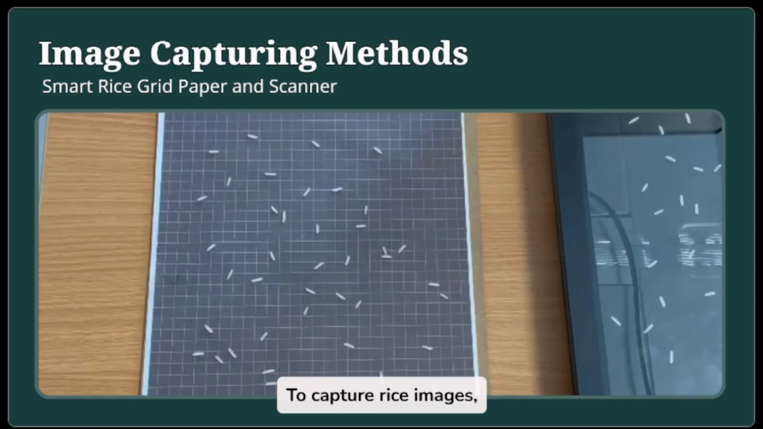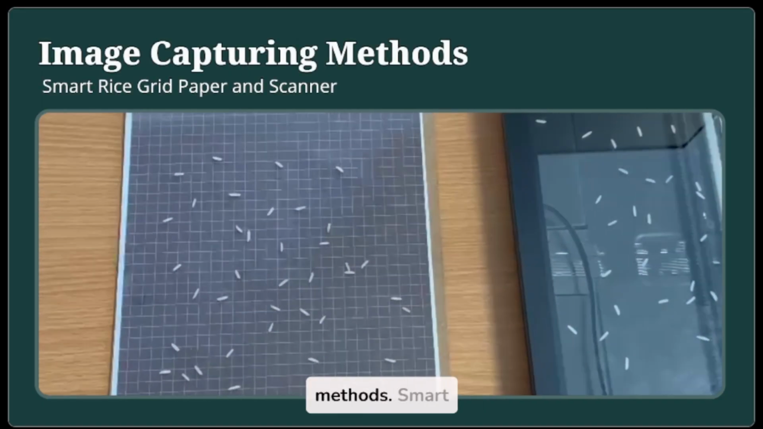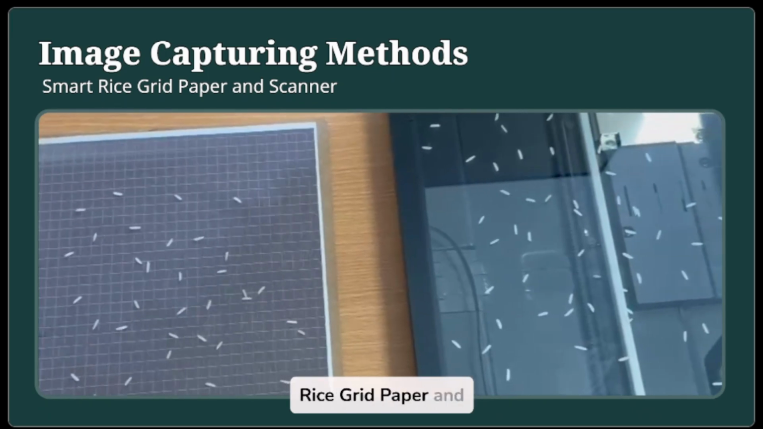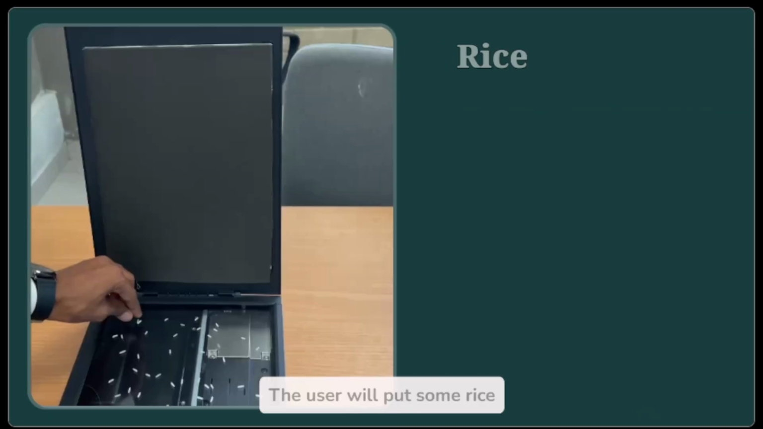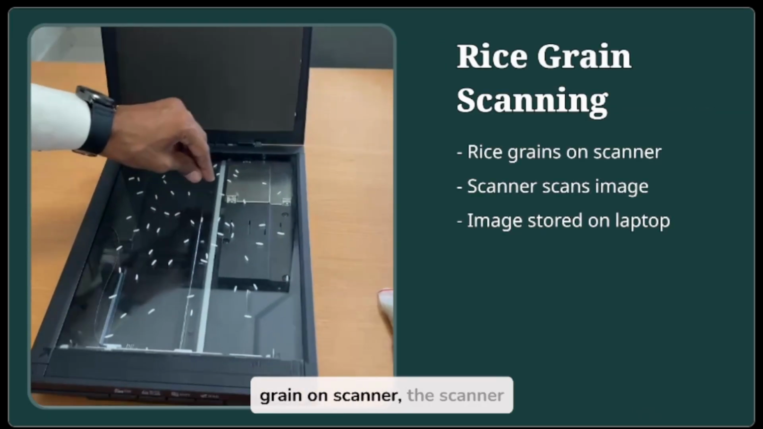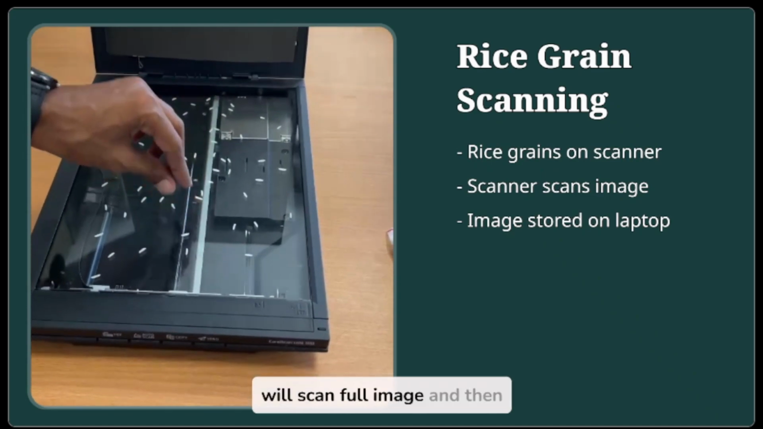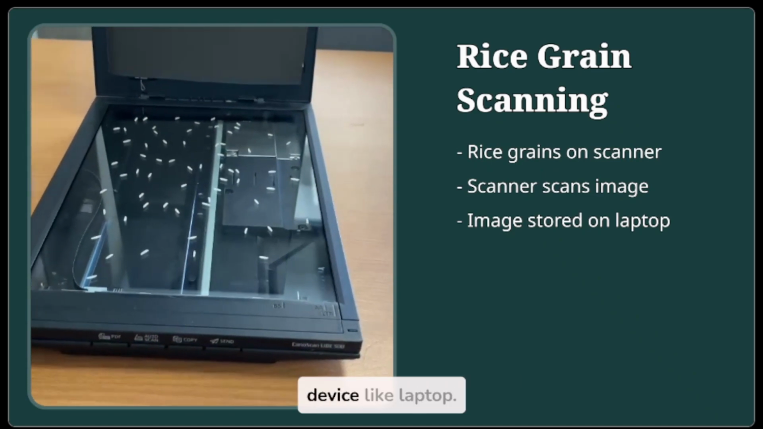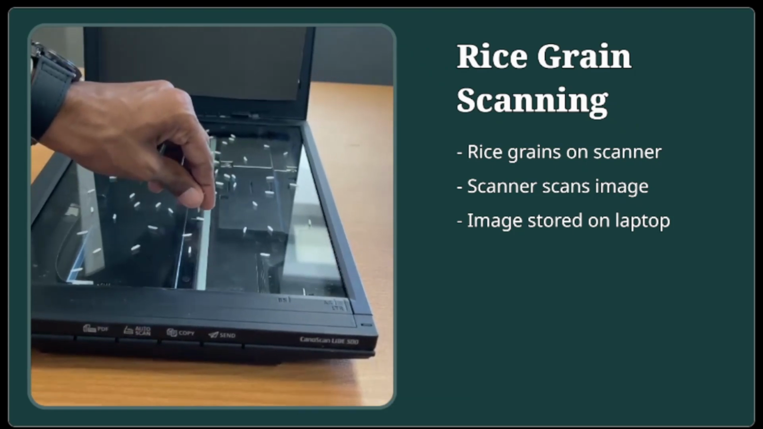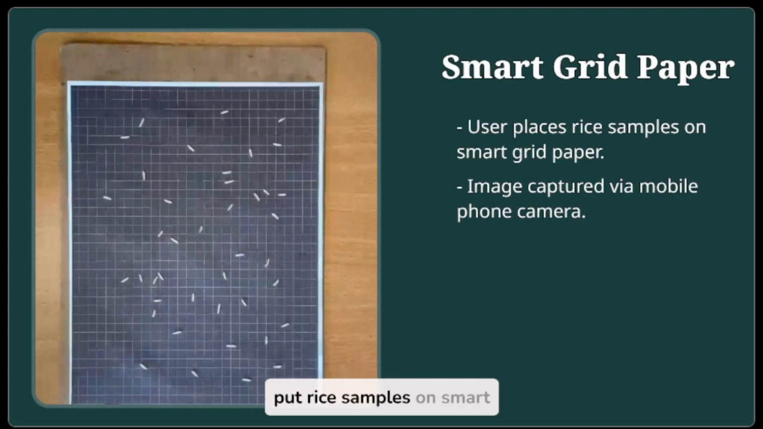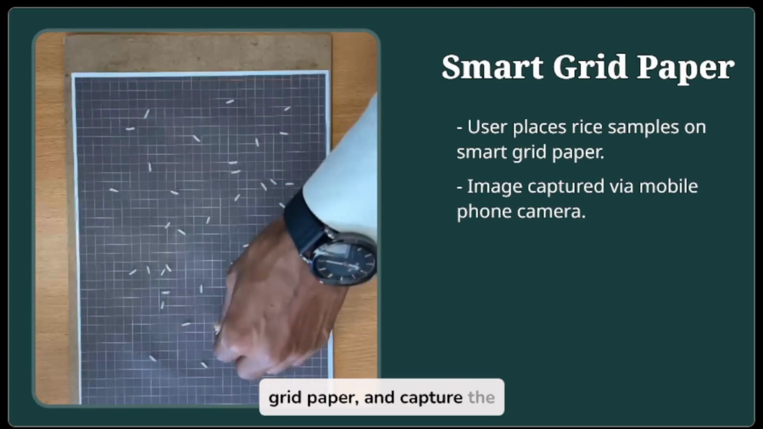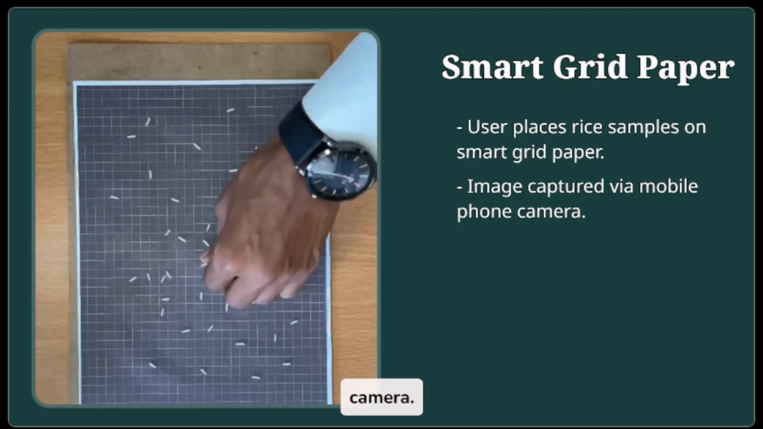To capture rice images, we have provided two methods: Smart Rice Grid Paper and Scanner. The user will put some rice grain on the scanner, the scanner will scan the full image and then store the image in some storage device like a laptop. Similarly, the user will put rice samples on smart grid paper and capture the image through a mobile phone camera.